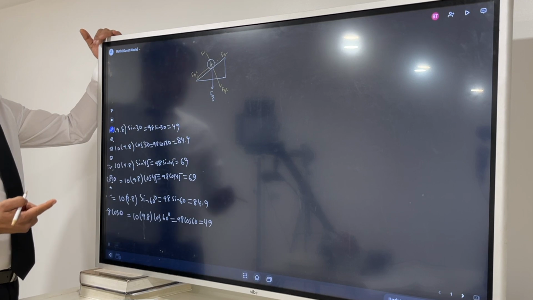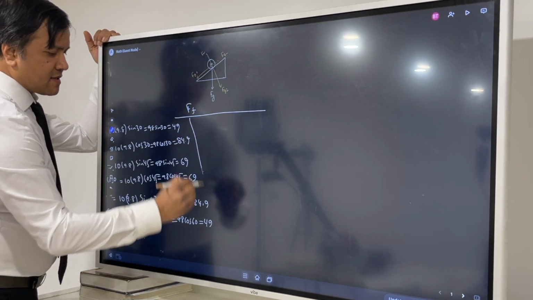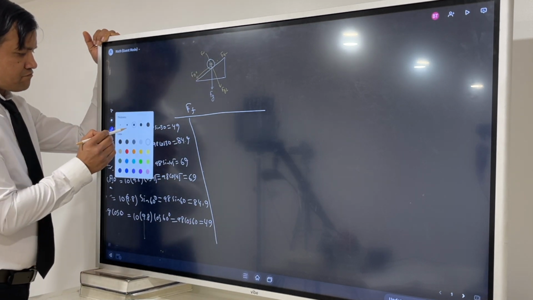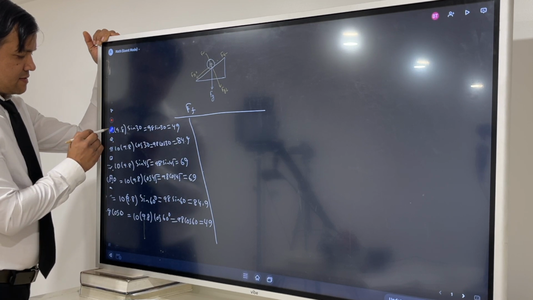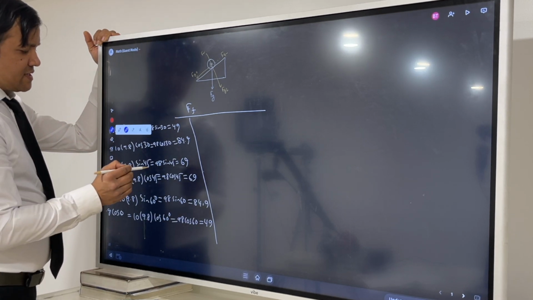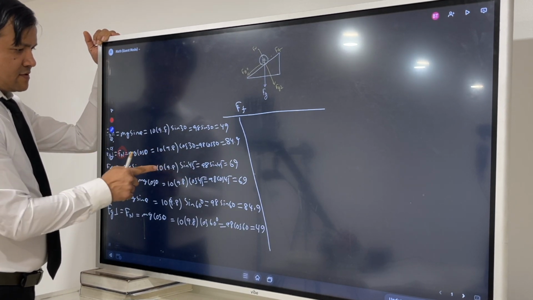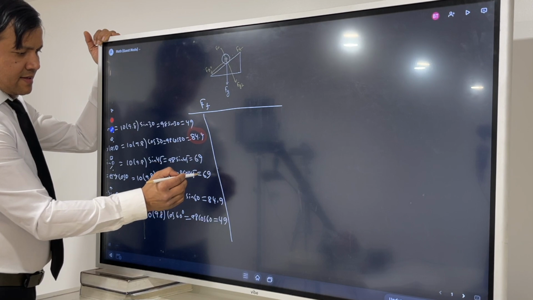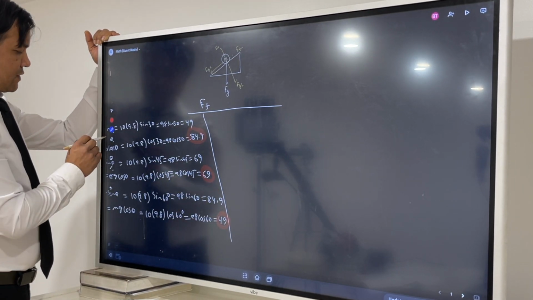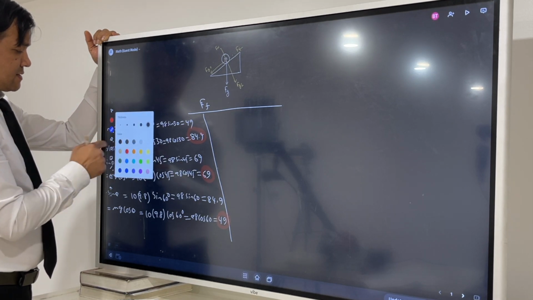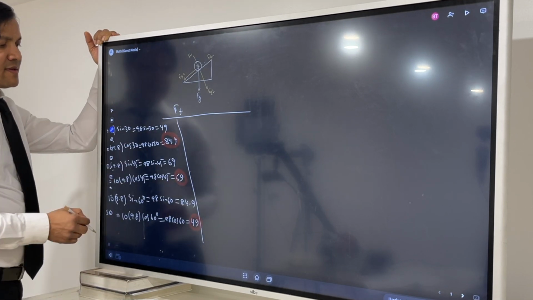Now we're going to find the force of friction. Remember, force of friction is Fn, which is this one, times mu k. So let's use that fact. Fn times mu k is the force of friction.